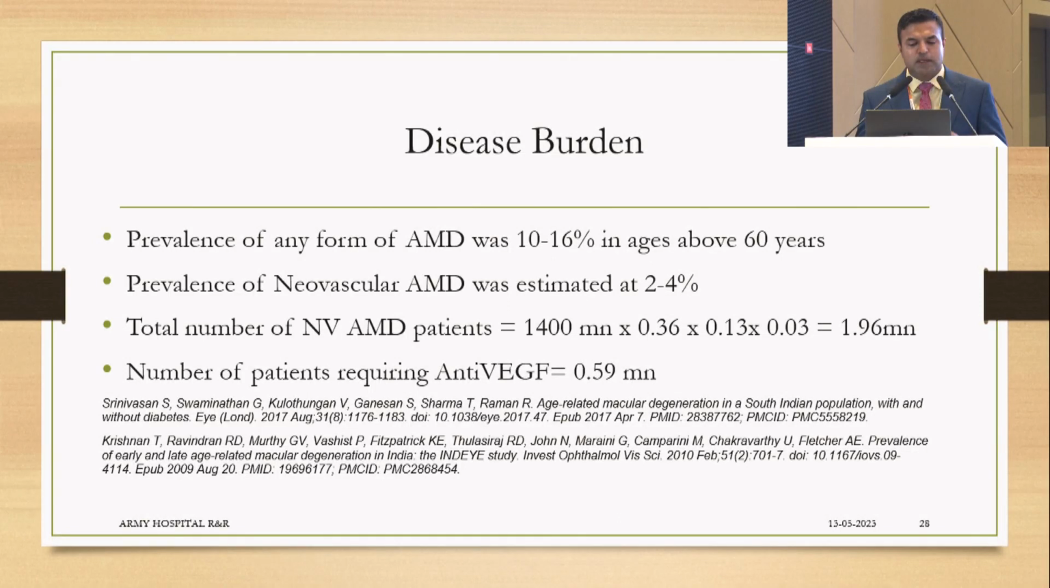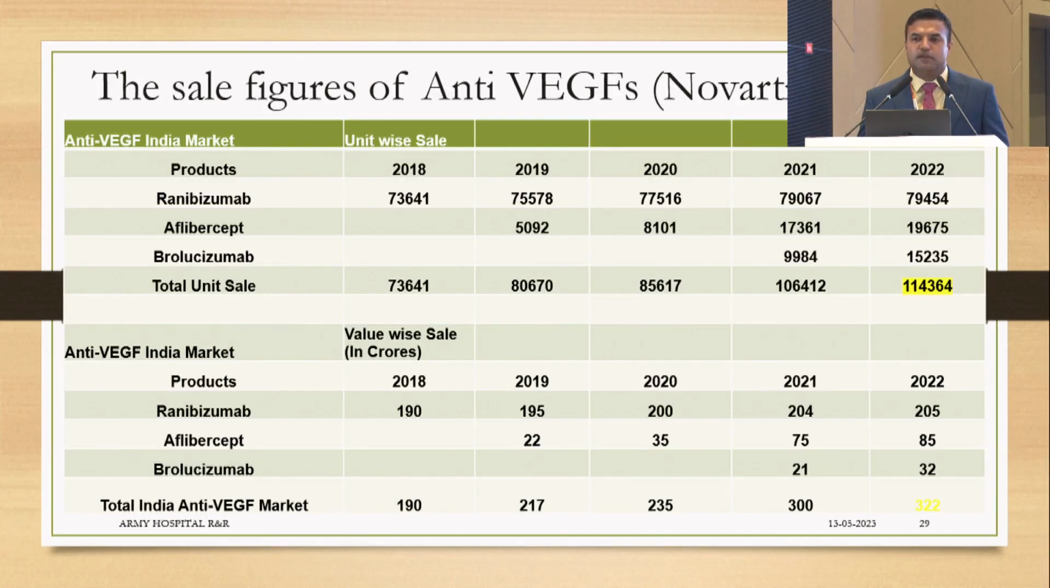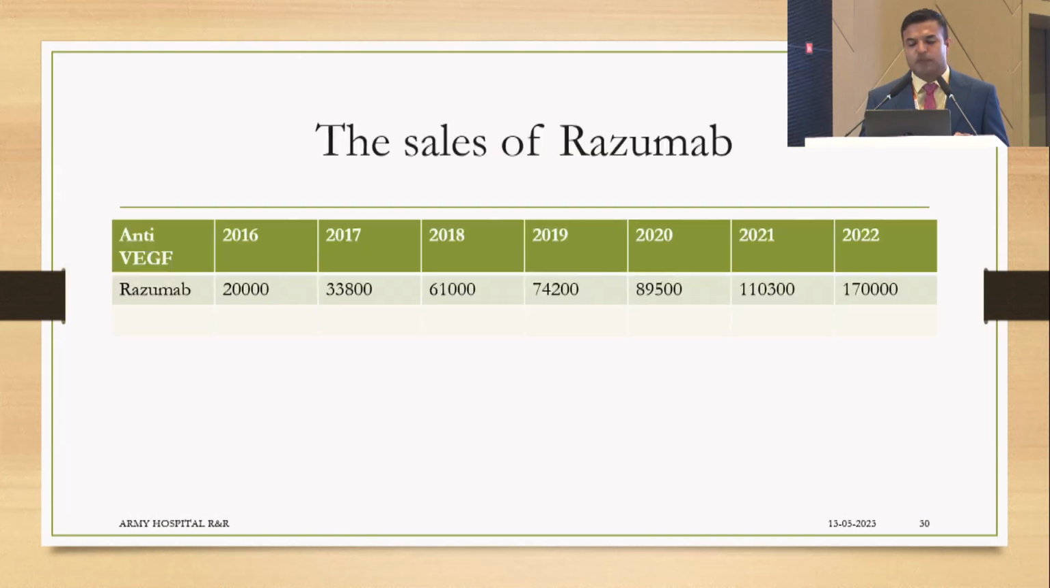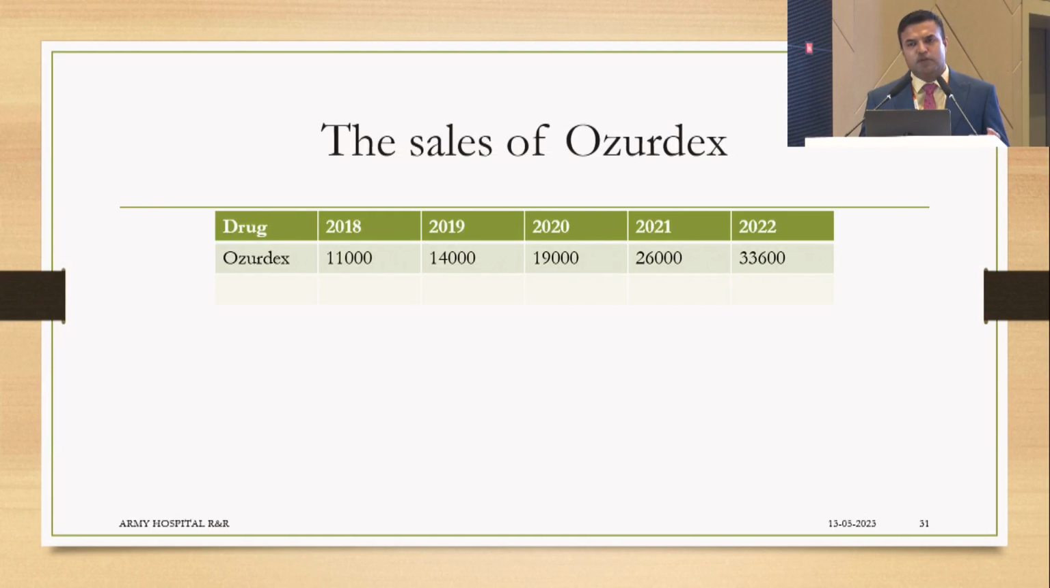Let me talk about one particular disease, the disease burden of AMD in India. If you look at this slide, we can calculate that there is a requirement of approximately 6 lakh patients requiring anti VEGF injections per year. And these are the sales figures which have been shared with us. When we talk about the innovator molecules, there were 1,14,364 sales in 2022. We talk about Razumab, they claim they have sold about 1,70,000 such units. And Ozurdex just came to about 33,600 units.